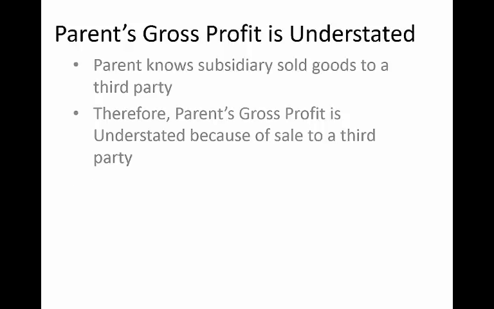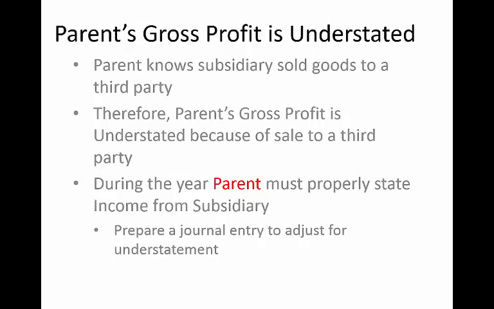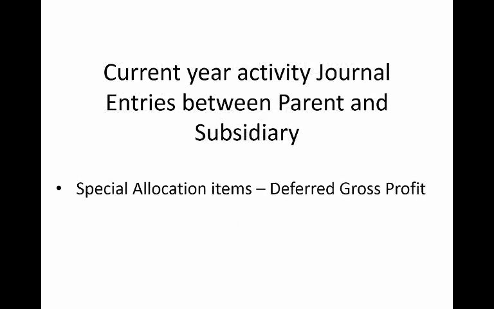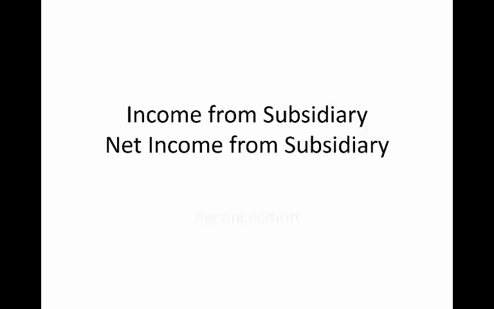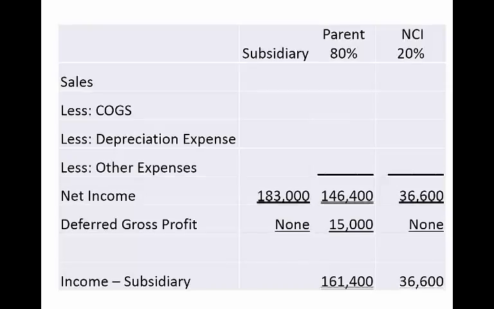We know the parent's gross profit is understated, so how are we going to bring that into the income? Well, last year we took it out of income sub. This year we're going to add it back in. So we're going to make the following entry under the equity method. And again, the same concept holds. This gross profit originated with the parent, so we will not allocate it out to the NCI. Just like we subtracted it out last year, we'll add it in this year.